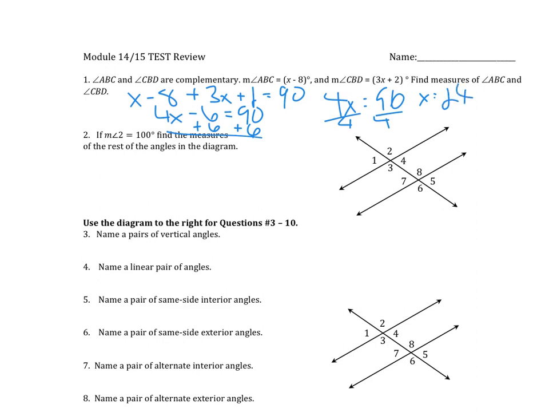Now from here we need to remember to substitute back in. So for ABC we substitute 24 in for x, subtract 8. So ABC is 16. And if we substitute 24 back in for CBD, 3 times 24 is 72 plus 2 is 74. And there are complementary angles.